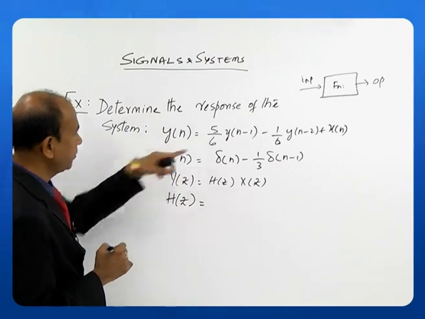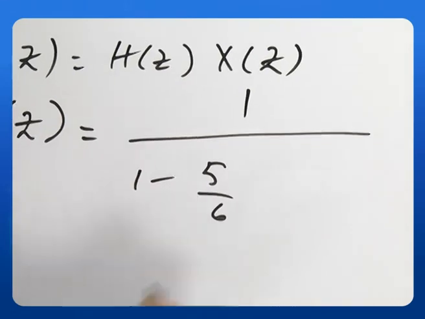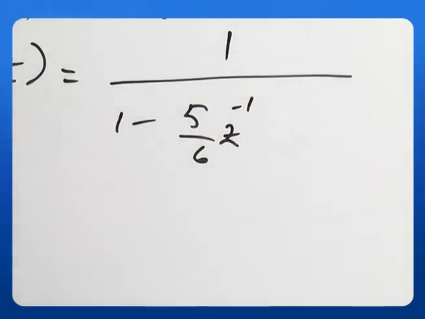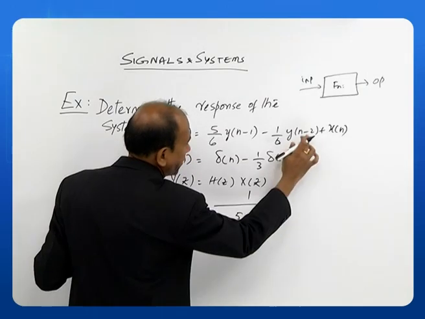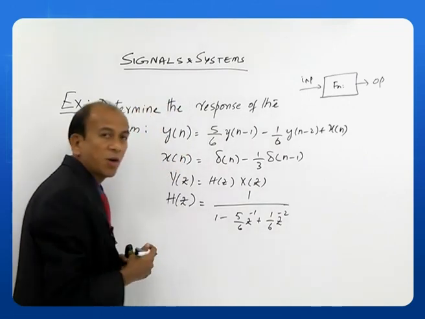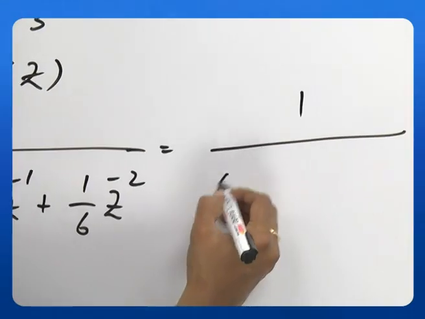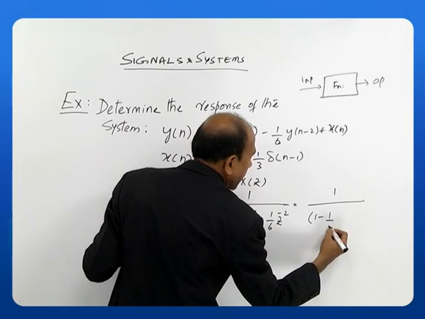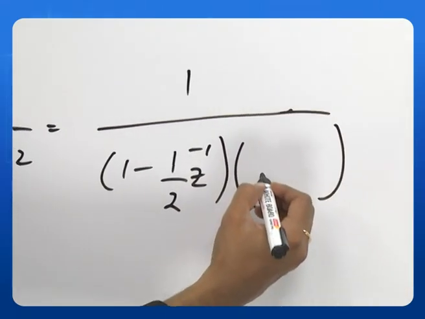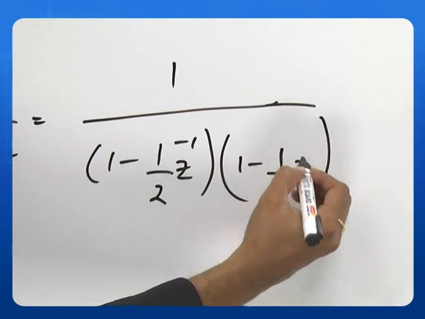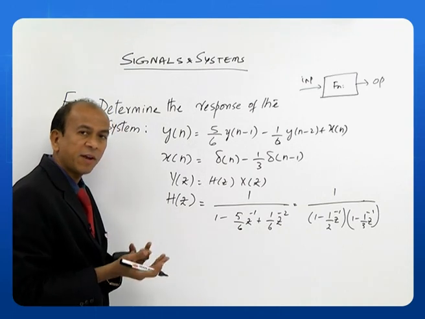So, h of z can be written as 1 by 1 minus 5 by 6 z to the power of minus 1, plus 1 by 6 z to the power of minus 2. Now, you can factorize this. When I factorize this, I can get this as equal to 1 by 1 minus 1 by 2 z to the power of minus 1, into 1 by 1 minus 1 by 3 z to the power of minus 1. Now, from this I can find out where my poles are.